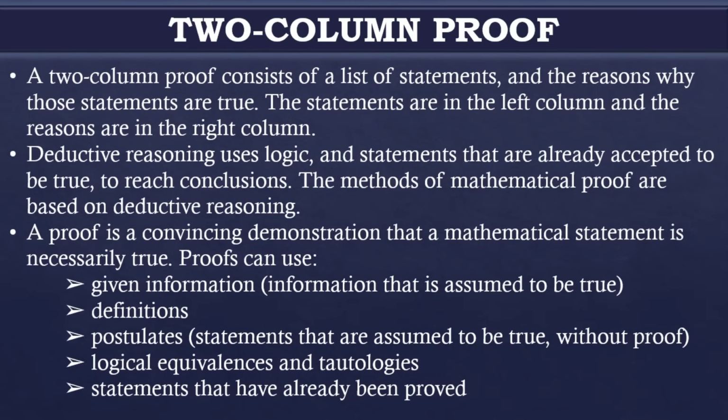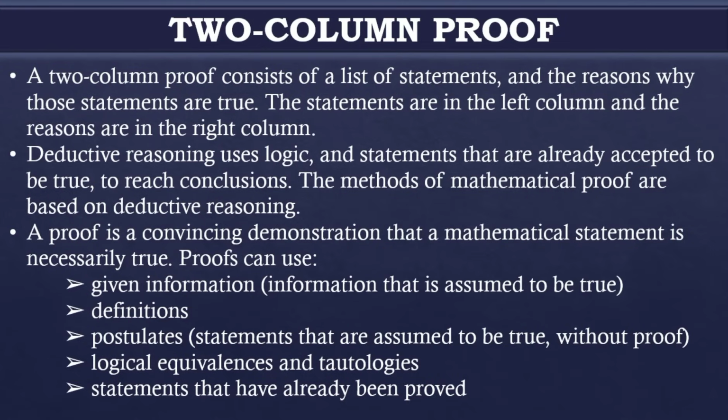So, we can use the given information, which are the informations that are assumed to be true. We can also use the definitions, yung mga definitions of isosceles triangle, definitions of right triangle. So, lahat po ng definitions, dapat familiar po tayo doon when we are writing two-column proof, para yun po ang gagamitin natin as reasons. And then, we can also use postulates, or these are the statements that are assumed to be true even without proof, the logical equivalences or tautologies, and the statements that have already been proven.